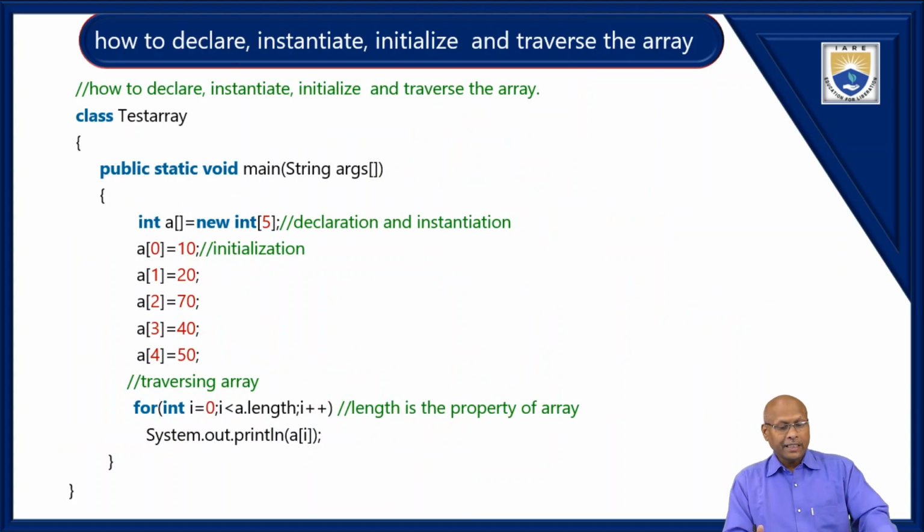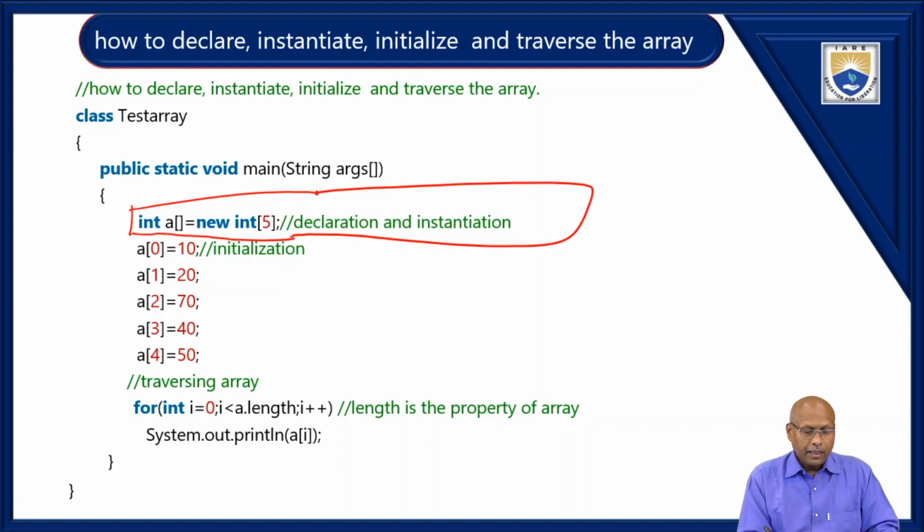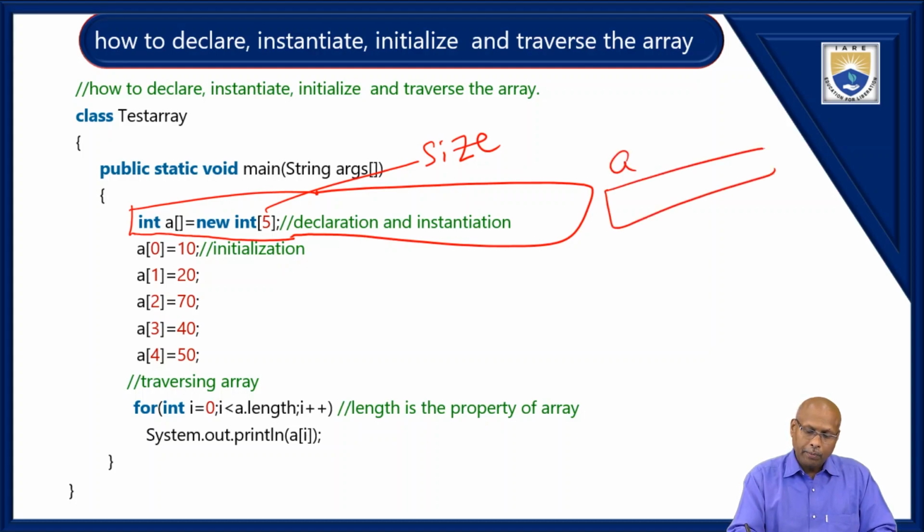Now let us instantiate, initialize and traverse the array. This array is going to store 5 integers. So this is one way of declaring an array. int a square bracket equal to new int of 5. That means this 5 is my size. That means I can store a maximum of 5 integers. The size decides how many elements you can store in the array. So the name of the array is a and the size is 5. Automatically it will allocate memory for 5 integers. Each integer is 4 bytes. So indexes 0, 1, 2, 3, 4.